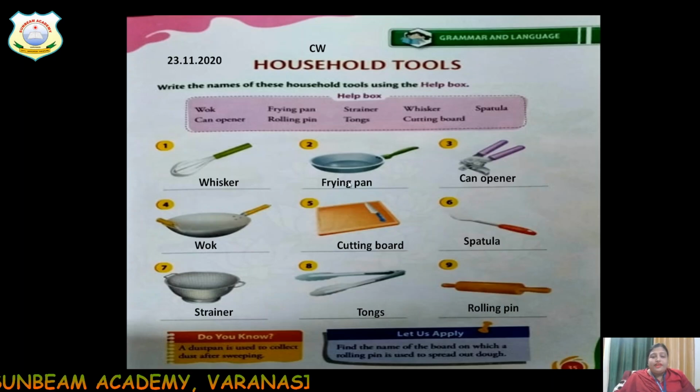Whisker, frying pan, can opener, wok, cutting board. And on the cutting board you can see, what is this? This is knife. You place the fruit and vegetables over it and cut them with the help of knife. Spatula, strainer, tongs, rolling pin. Now let's move forward.